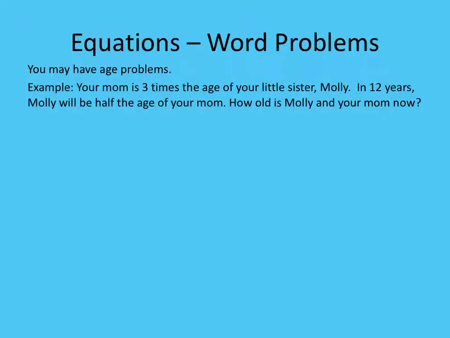Okay, age problems is another one, and the same thing, we're going to create 2 equations and use them to help solve this. Your mom is 3 times the age of your little sister, Molly. In 12 years, Molly will be half the age of your mom. How old is Molly and your mom now? Okay, so let's look at some relationships we have here. Let's look at right now. Right now, mom is 3 times the age of our little sister.